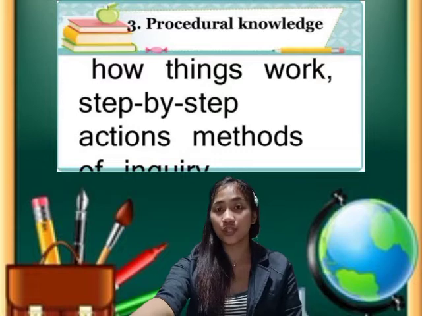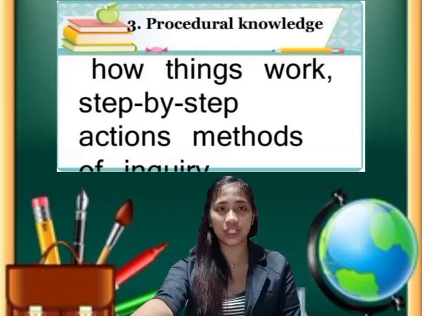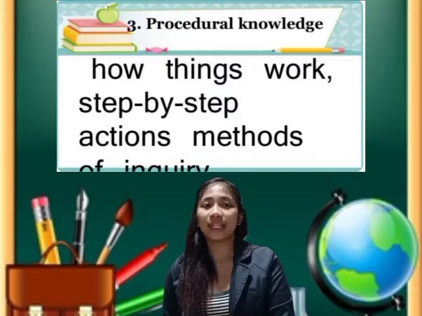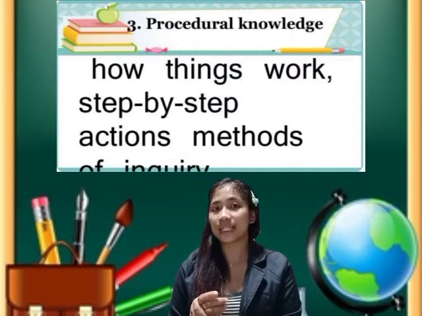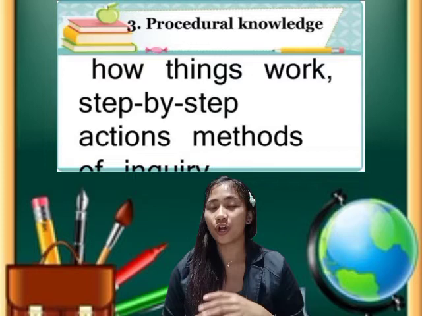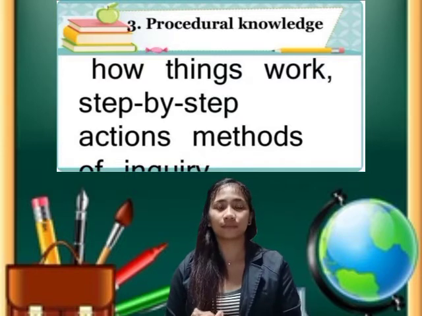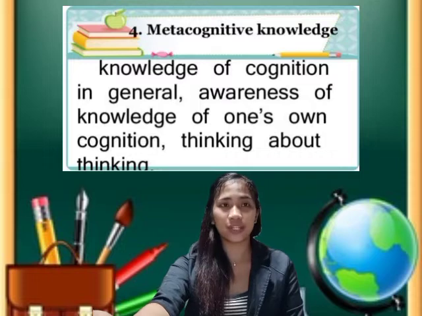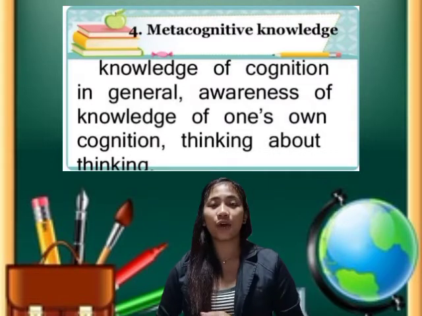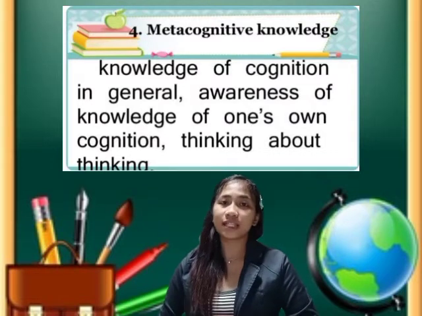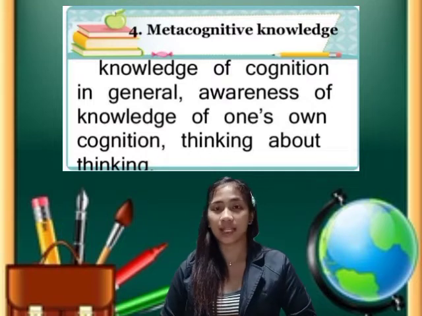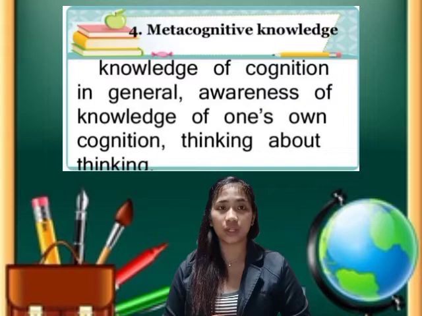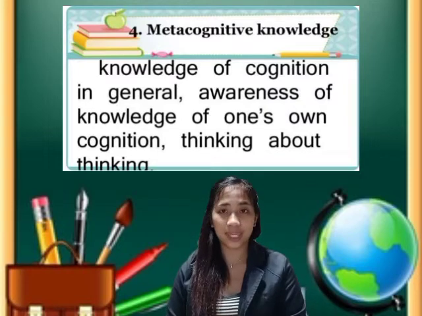Third is the procedural knowledge. When we say procedural knowledge, it is how things work, step-by-step actions, or the methods of inquiry. Next is the metacognitive knowledge. When we say metacognitive knowledge, it is the knowledge of cognition in general, awareness of knowledge of one's own cognition, thinking about thinking.